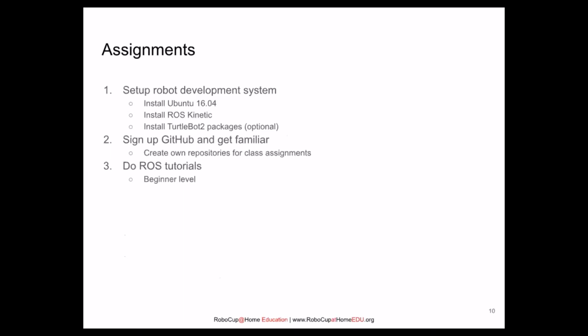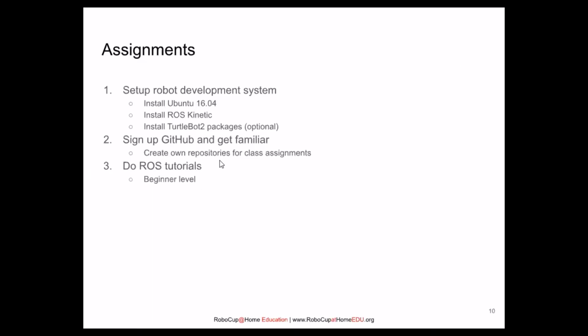For me, the very minimum thing that you want to prepare is to set up your robot development system, which is your laptop. You need to install Ubuntu 16.04. You need to install ROS Kinetic, and optionally, you install the TurtleBot 2 packages. That will be the minimum basic requirement for you to prepare in order to follow my class after this. Because after this, I will base on this foundation, and we will do the learning and practice based on the assumption that you already have this development system at your site.